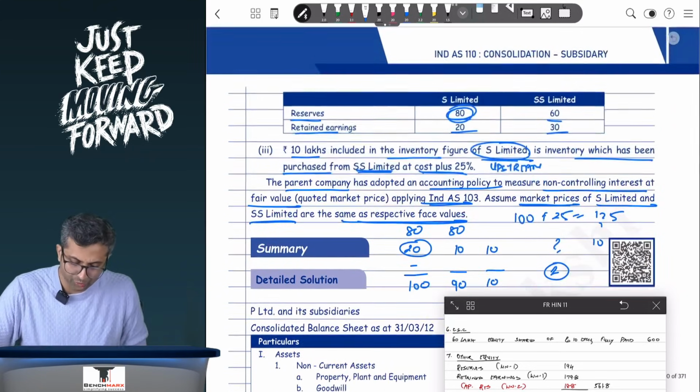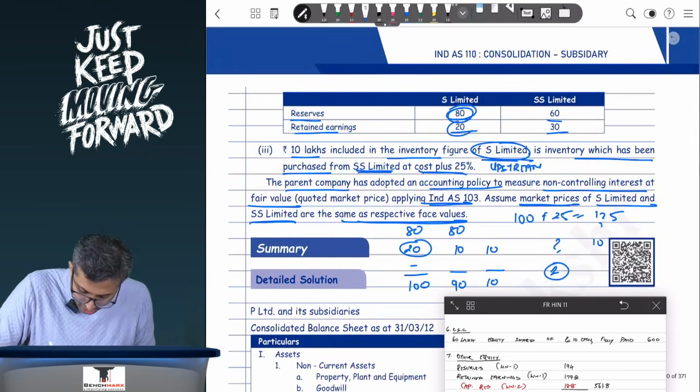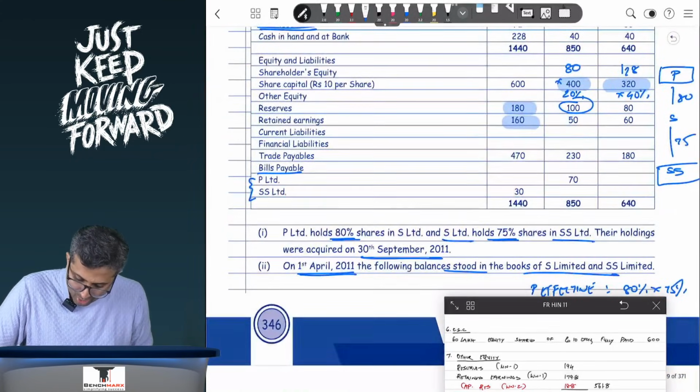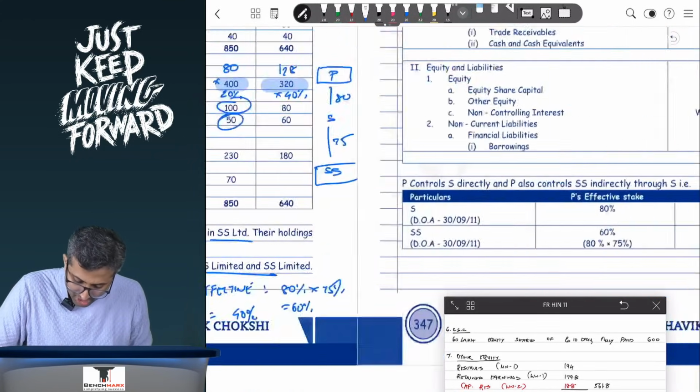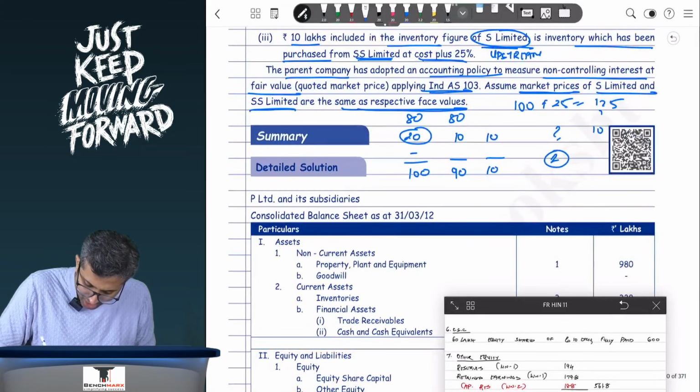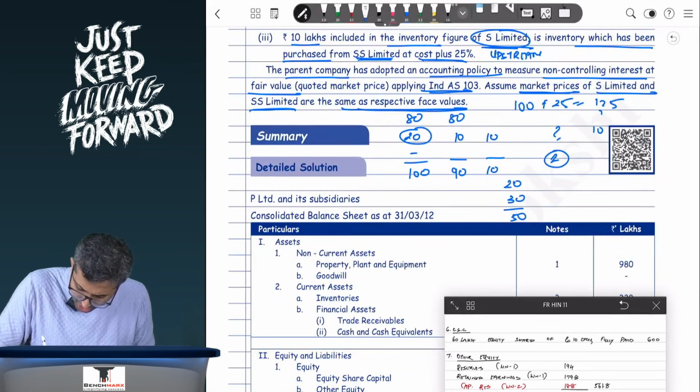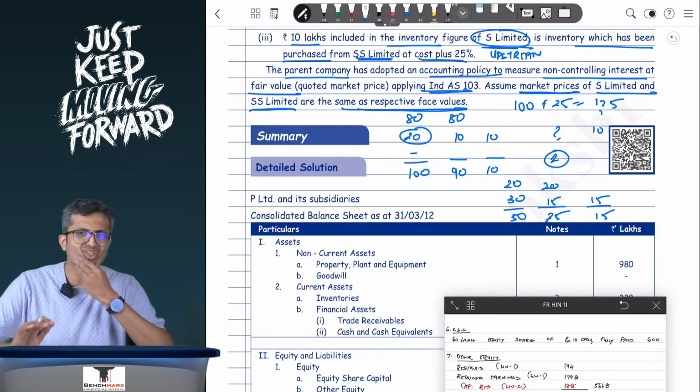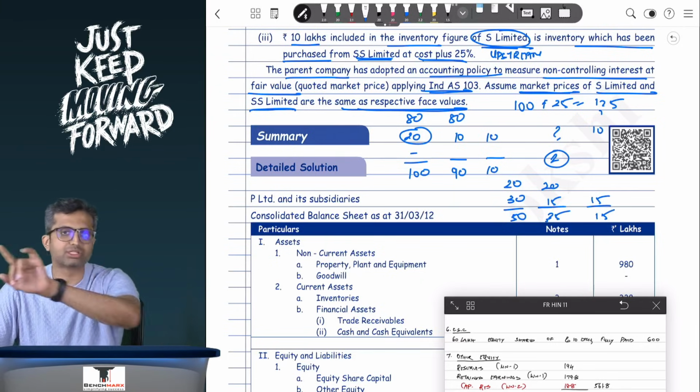Same way you do for retained earnings. When I look at retained earnings for S, this is 20. Well, 20 was at the acquisition date, now it has become 50, which means 20 plus 30 equals 50. 20 is fully pre, so 15 and 15 will come over here, so this is 35 and 15. There is no adjustment. Upstream profit will be adjusted in SS books.